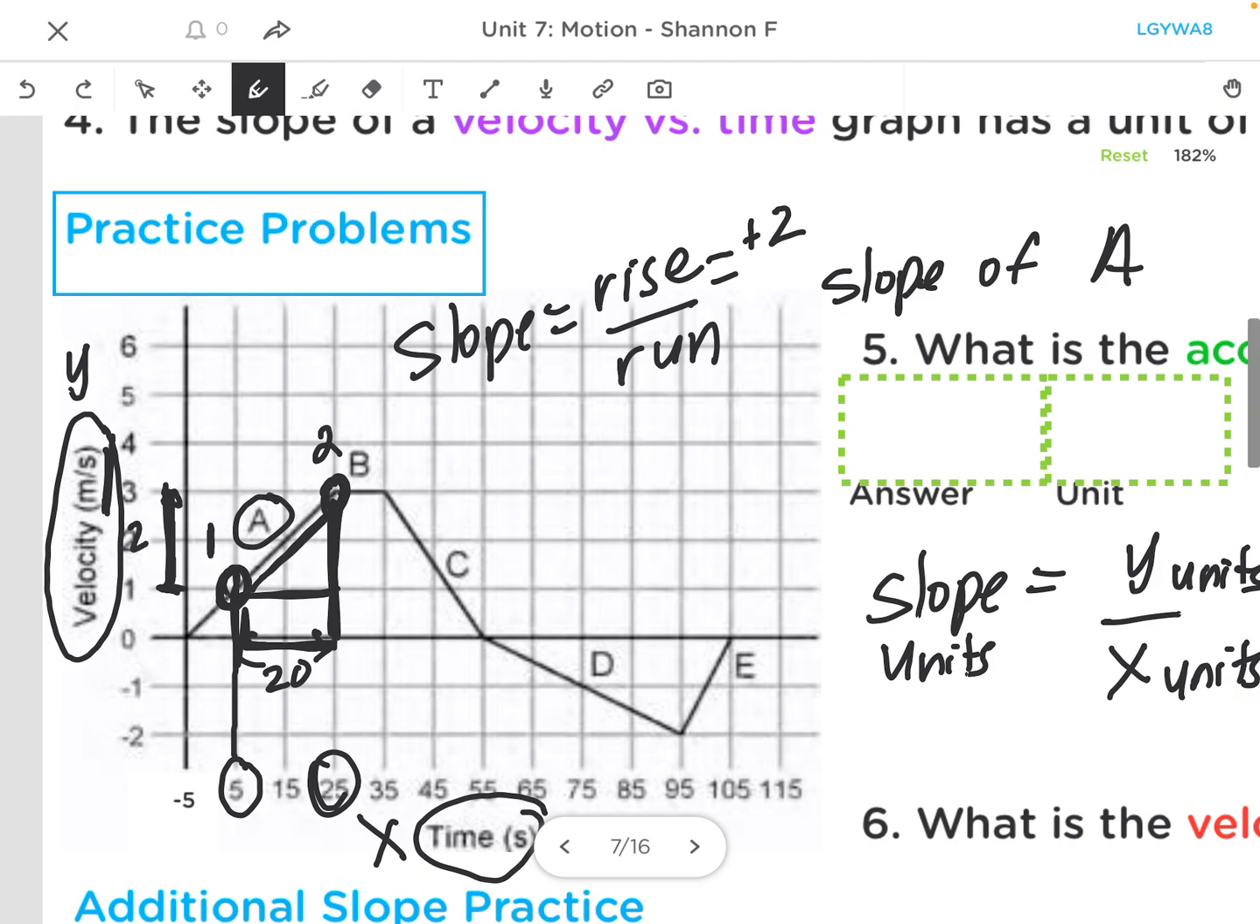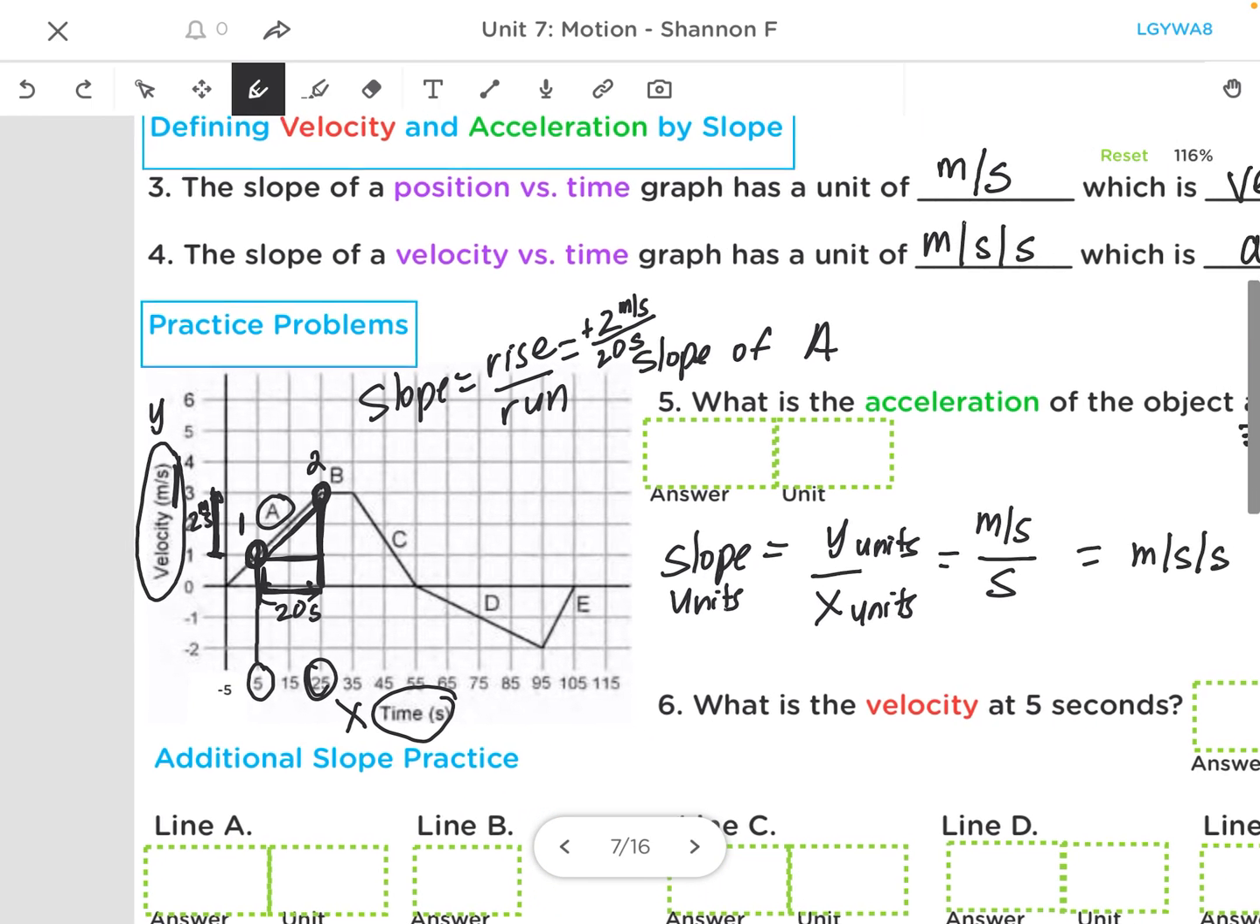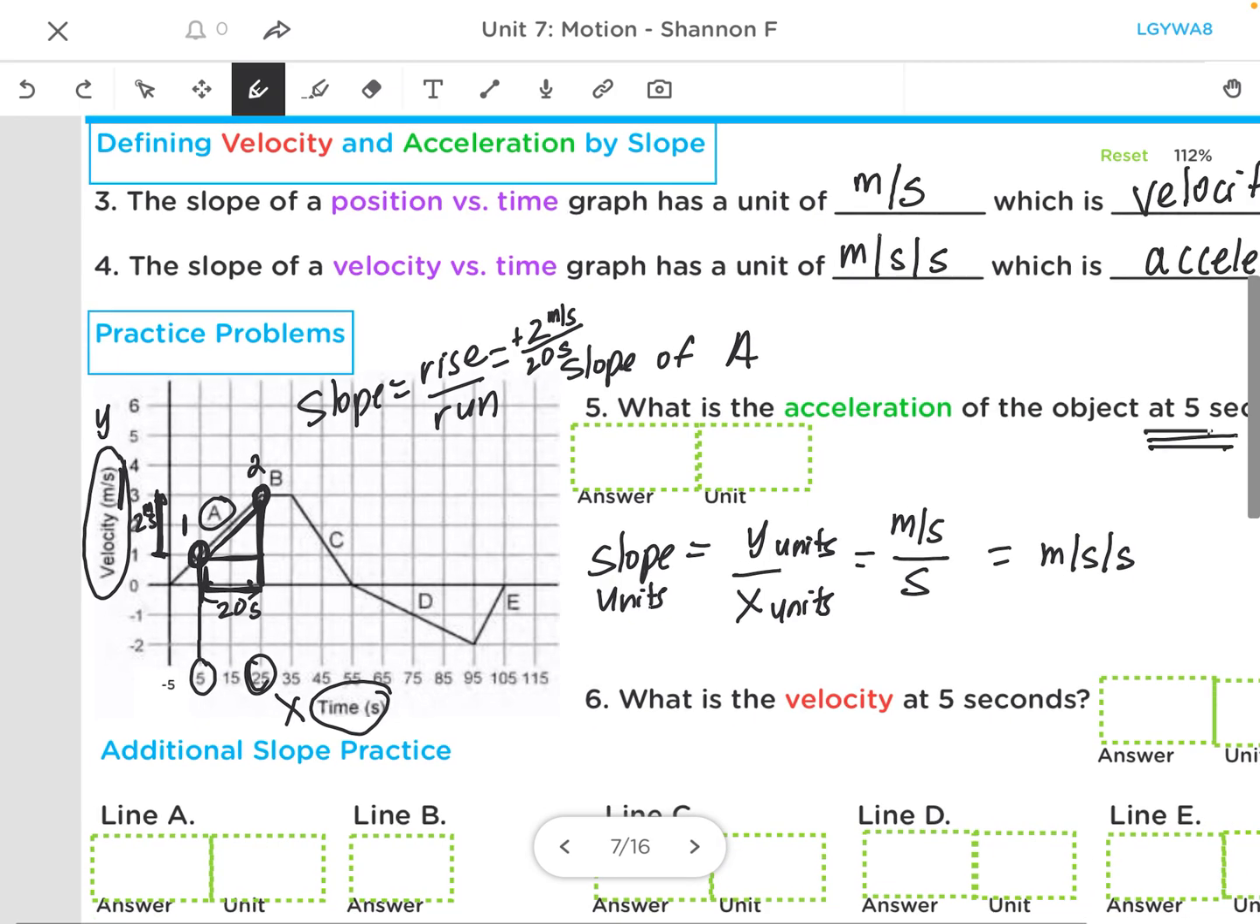So I went up 2 meters per second in a time of 20 seconds. So I'm going to say that I have plus 2 meters per second over a time of 20 seconds. So the answer for my acceleration right there would be 2/20ths, which is 1/10 or 0.1. And the unit would be meters per second per second, because again, that's our unit for acceleration.